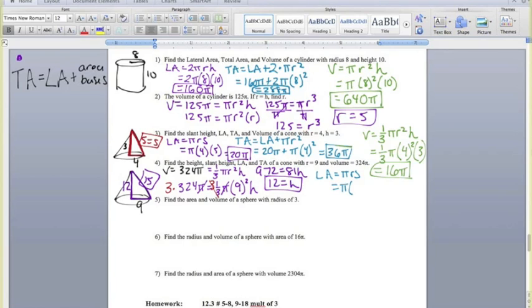Pi rs for our lateral area, so pi, our radius is 9, and we just found a slant height of 15. So 9 times 15 is 135. And the pi just tags along.